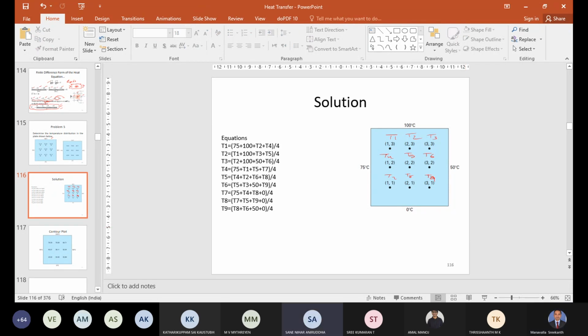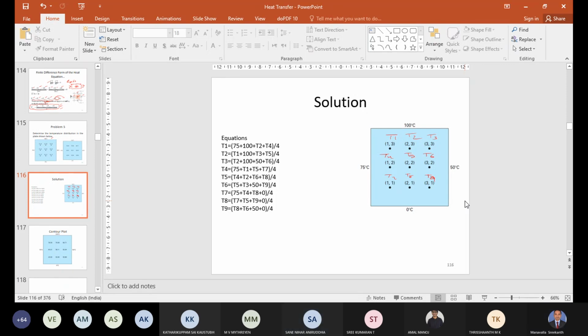But I have a doubt over here. Why are we taking T5 equal to T4 plus T2 plus T8 plus T6? Why can't we directly take it as 75 plus 50 plus 100 plus 0? No, we have discretized it. We will see the immediate nodes will have more influence than the far away temperatures. So T5 anyway has to lie in the center of the plate, so it can be taken as 75 plus 50 plus 100 plus 0 by 4.